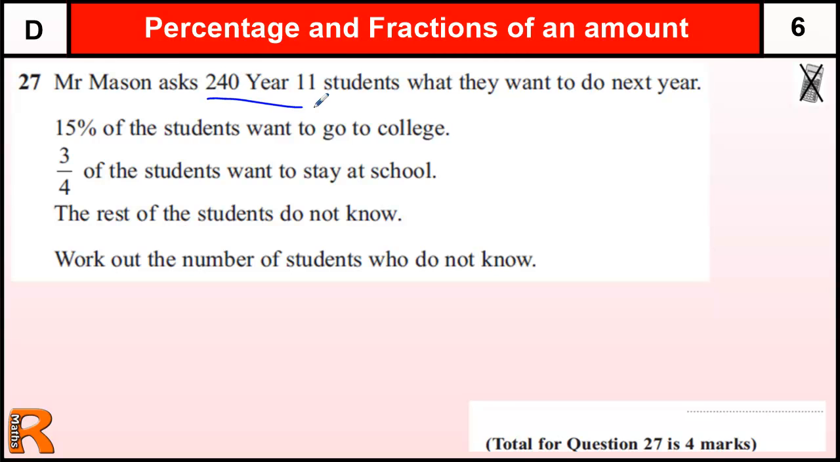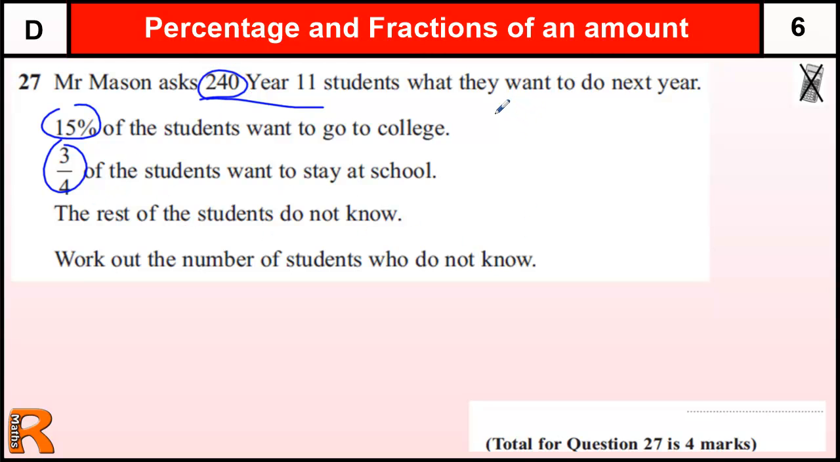Mason asked this many students in year 11, 240, what they do next year. 15% goes to college, 3/4 stay at school, the rest of the students don't know. Work out the number who don't know. So we need to work out these two values of this 240 and then we can find out what's left.